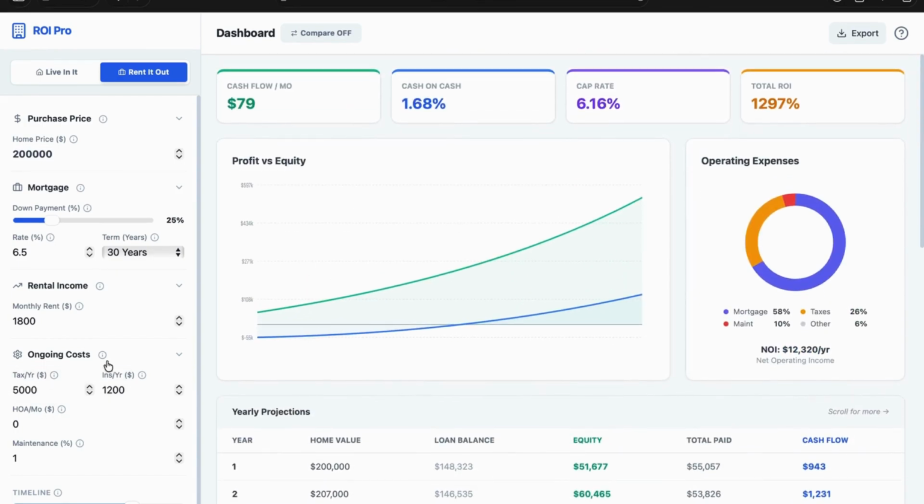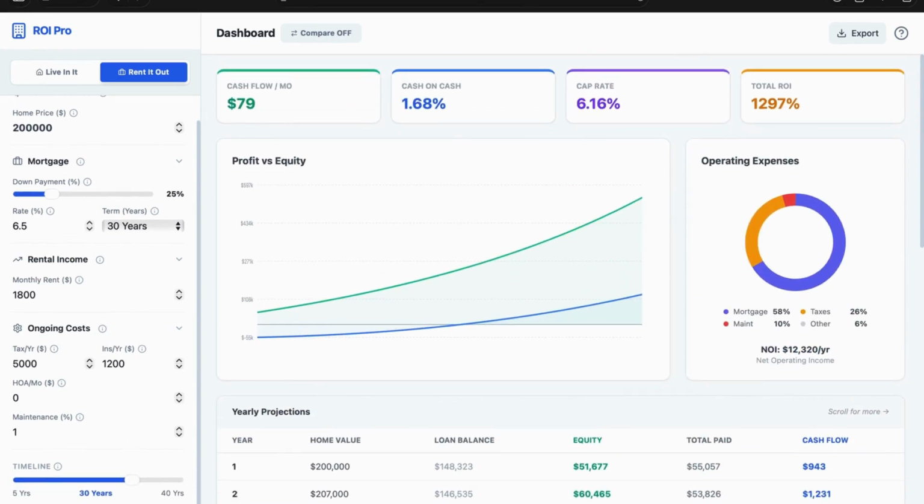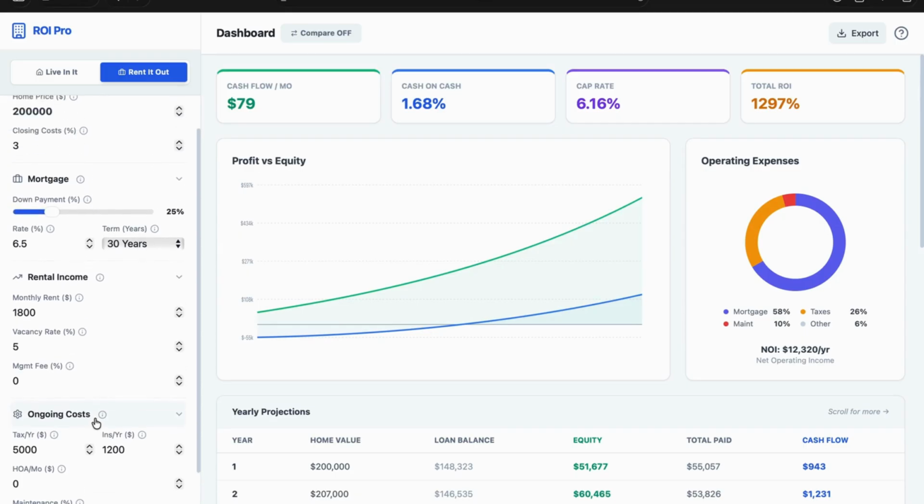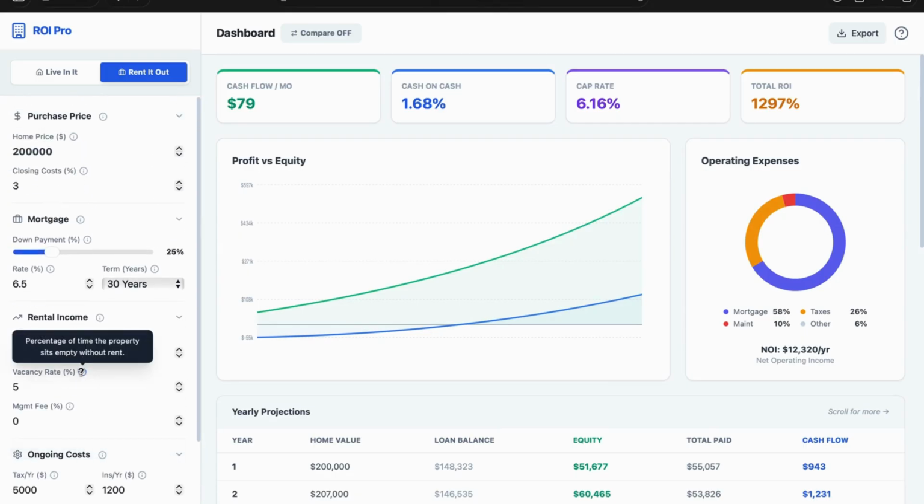But experienced investors know to expect the unexpected. Back in the settings, you can add a vacancy rate or management fee to stress test your investment and see how these expenses impact your operating income.